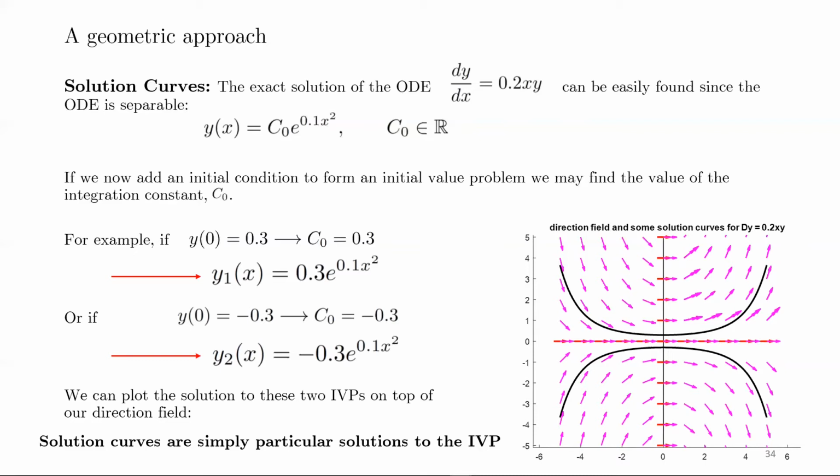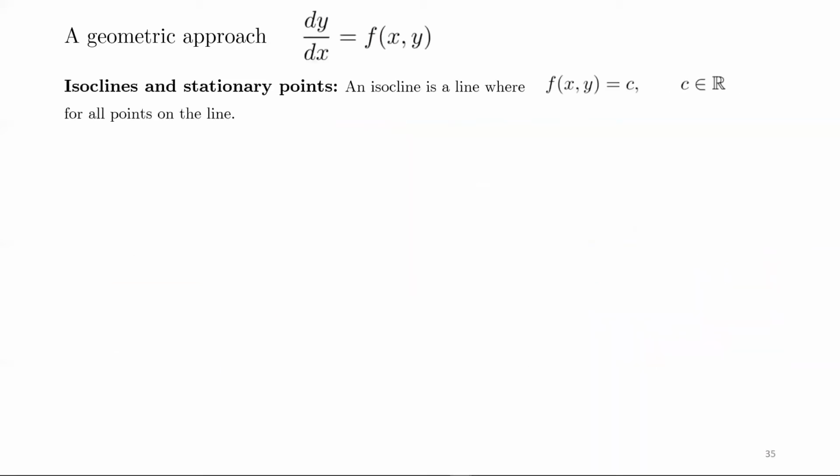Okay, so there are a couple of other interesting things that we can do using this graphical method. So we can define these things called isoclines and stationary points. So an isocline is a curve or a line where the function, the right-hand side of this equation, f of x y, is equal to some constant c. So c is just some real number for all points on the line.